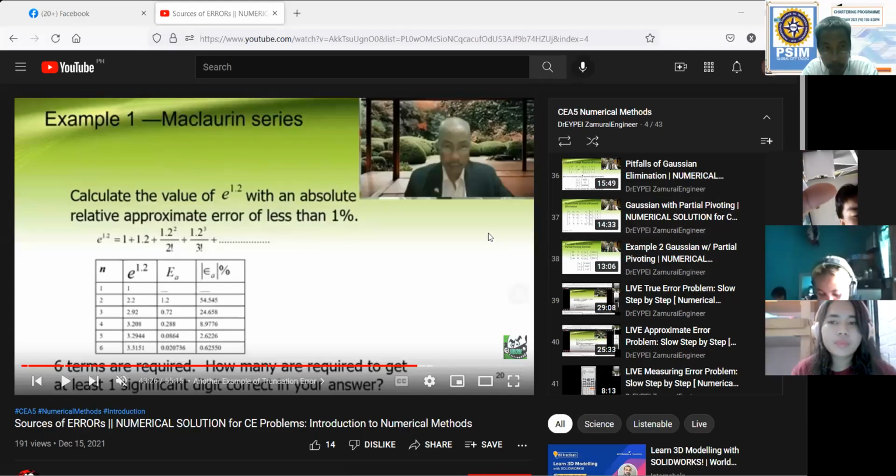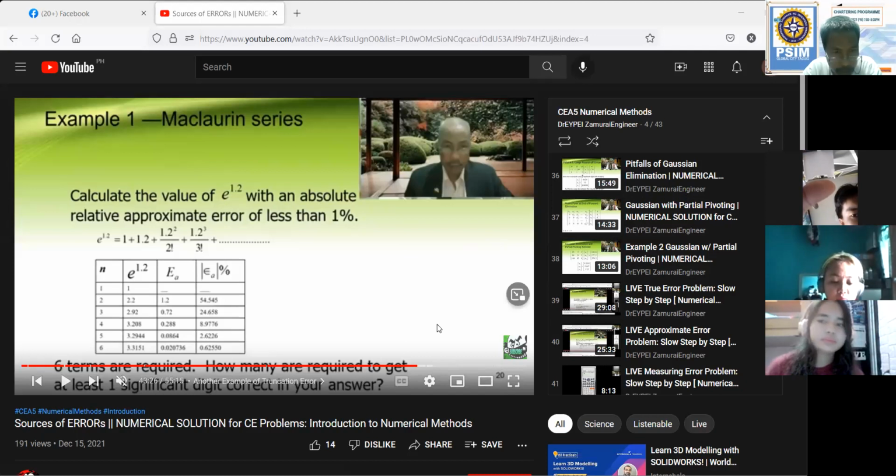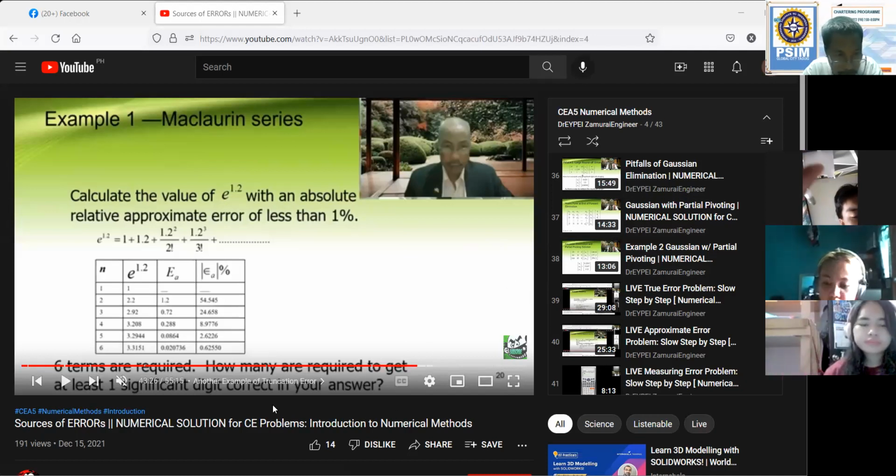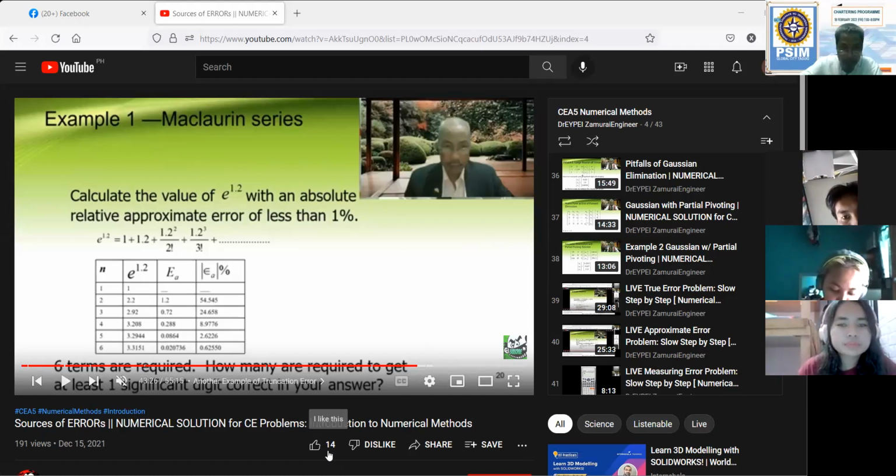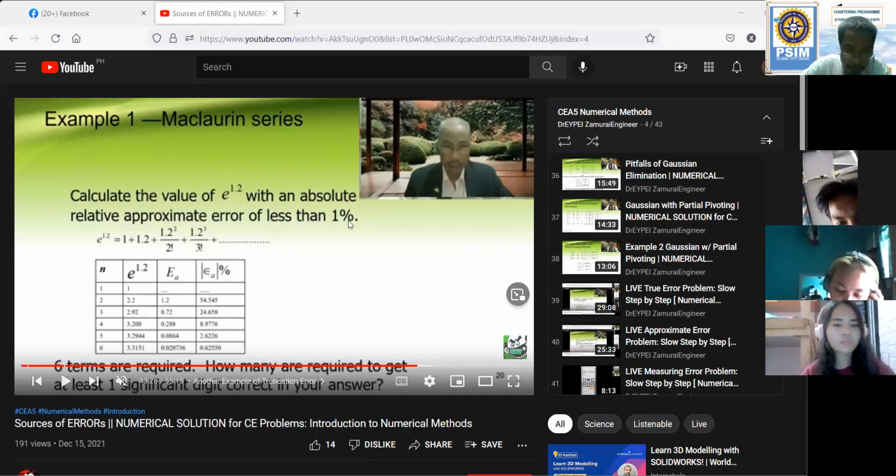So we have example number 1 here, Maclaurin series. Did we already solve this example or not? Assignment, no? This is an assignment. So calculate the value of e to the exponent 1.2 with an absolute relative approximate error of less than 1%. Okay?